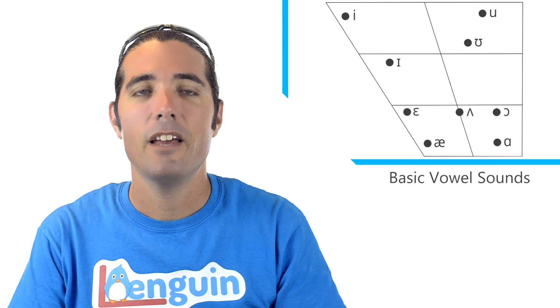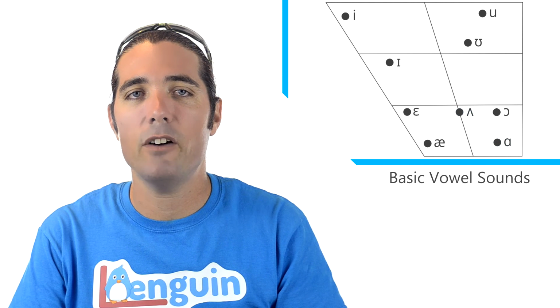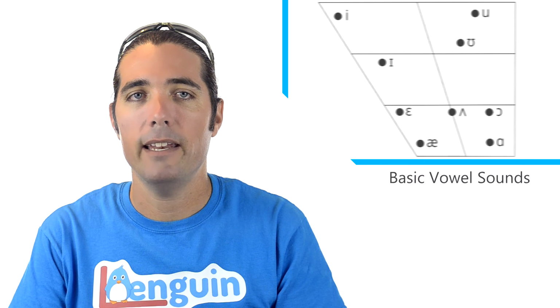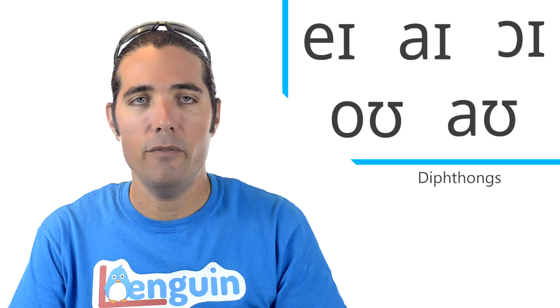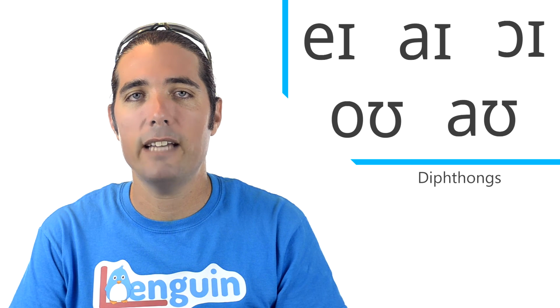Good. Those are the 9 basic vowel sounds in English. Now, let's look at the diphthongs. There are 5. Repeat the sounds after me.